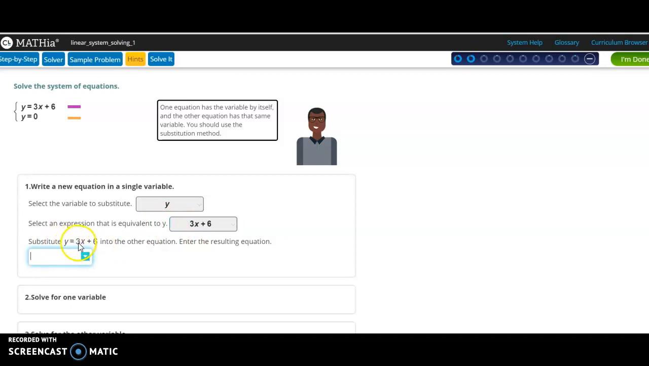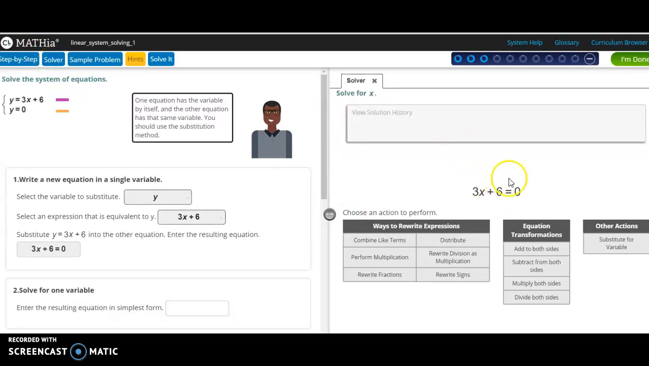So substitute this expression into the other equation. Since they're both in slope-intercept form, we're going to be setting these two expressions equal to each other. So you're really going to have them set equal to each other. And then it says enter the result equation in simplest form. So you could use the solver, and it kind of walks through it with you.